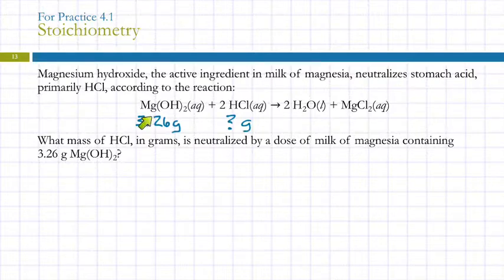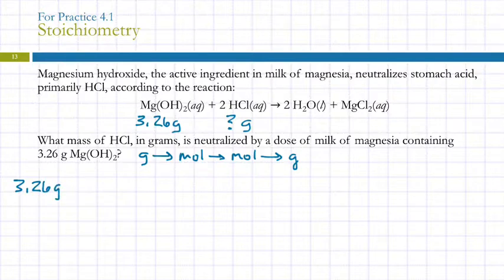Here we've got 2 reactants that we're looking at. That's fine, it doesn't matter. So grams to moles to moles to grams. That's our path. Grams to moles to moles to grams. You know you're making progress when you wake up in the middle of the night mumbling grams to moles to moles to grams. 3.26 grams of magnesium hydroxide.